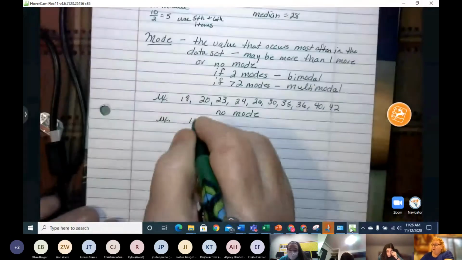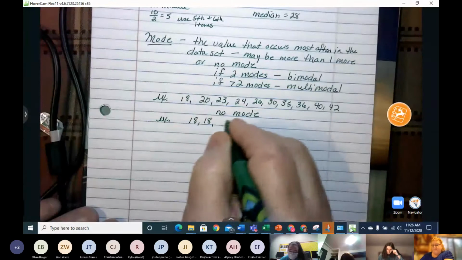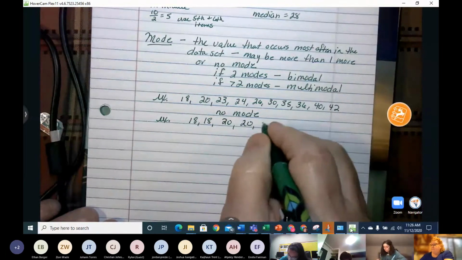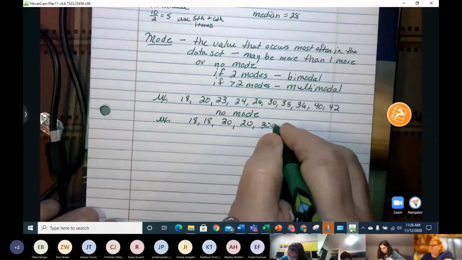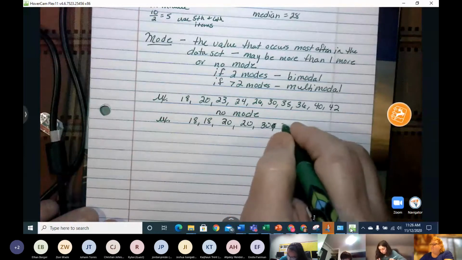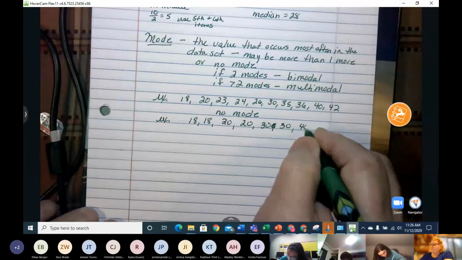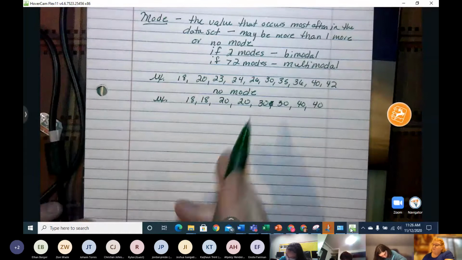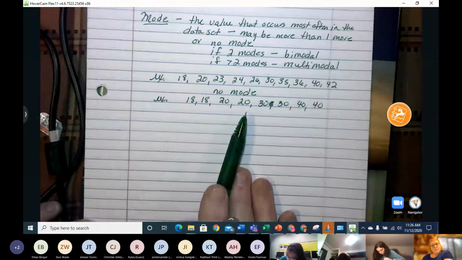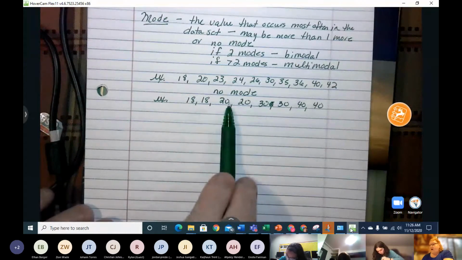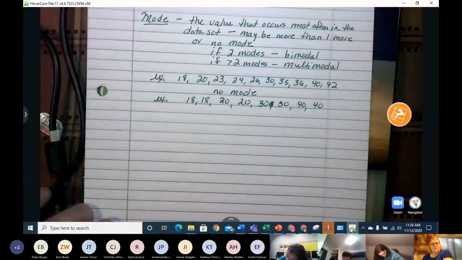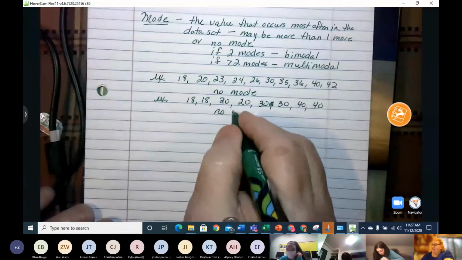Another example, we might have the data set that looks like this. As we look at that data set, they do occur more than once, but they still all occur the same number of times. No one item occurs more than another item. So we would still say no mode.